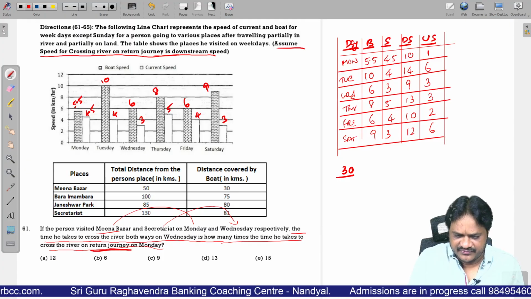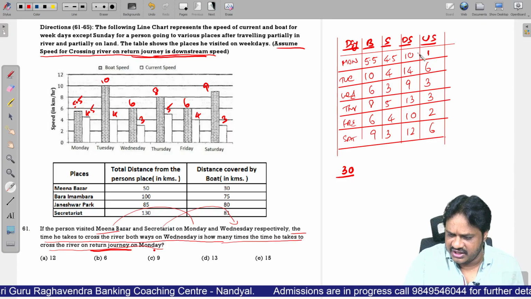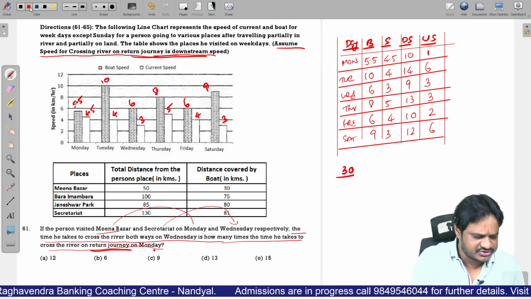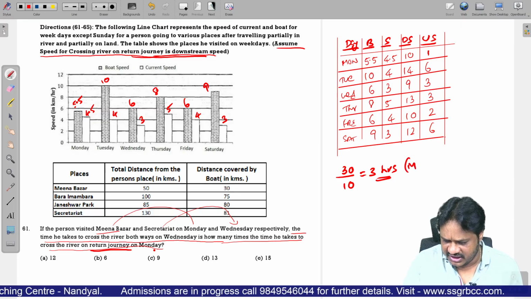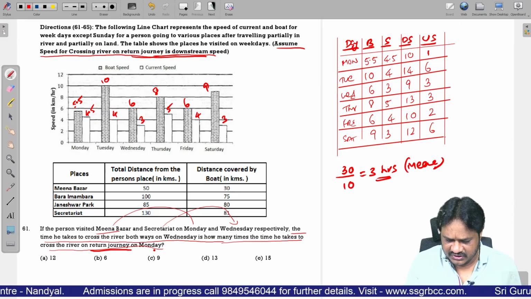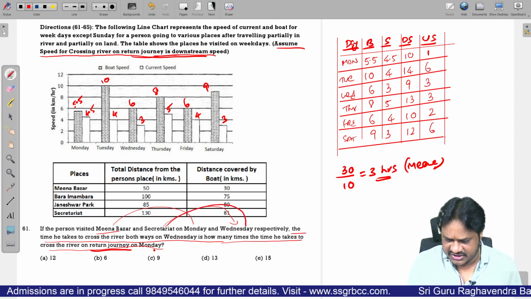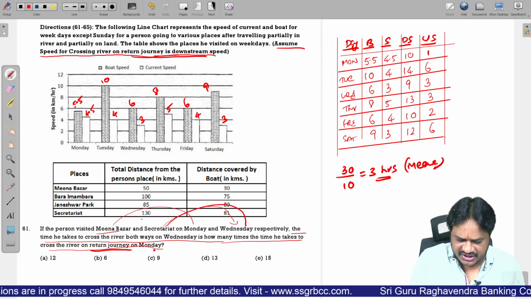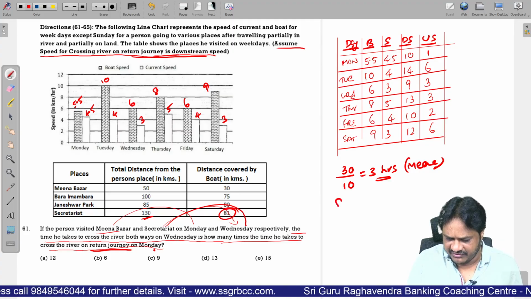Return journey means downstream. On Monday, downstream is 10. That means he is taking 3 hours. That is Meena Bazaar. Now Secretariat on Wednesday, both ways. Secretariat total distance is 130. By boat he is covering 81.